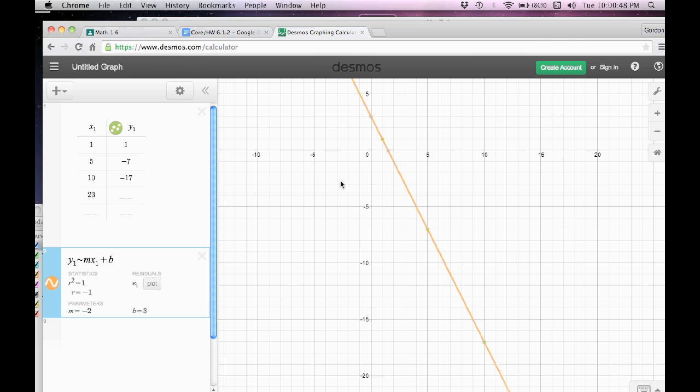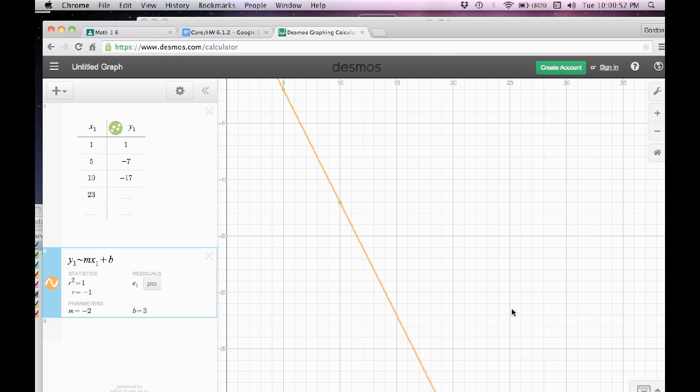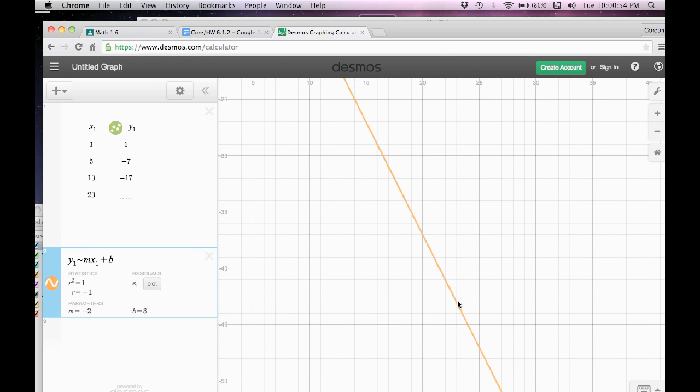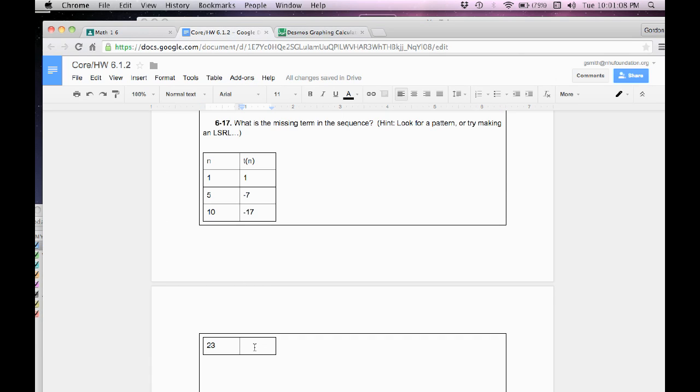Alright, so that hit really well. You see how the lines all lined up there? So then I'll just go to my X equals 23. And I can figure out what I've got here. So my X equals 23, -43. And it's always a good idea to plot it. See how it lines perfectly on the line? It means it's definitely the solution. So the answer is -43.